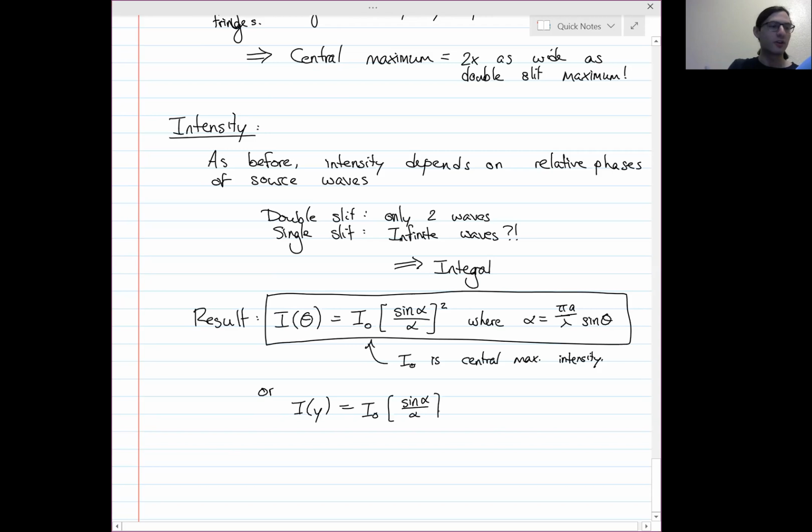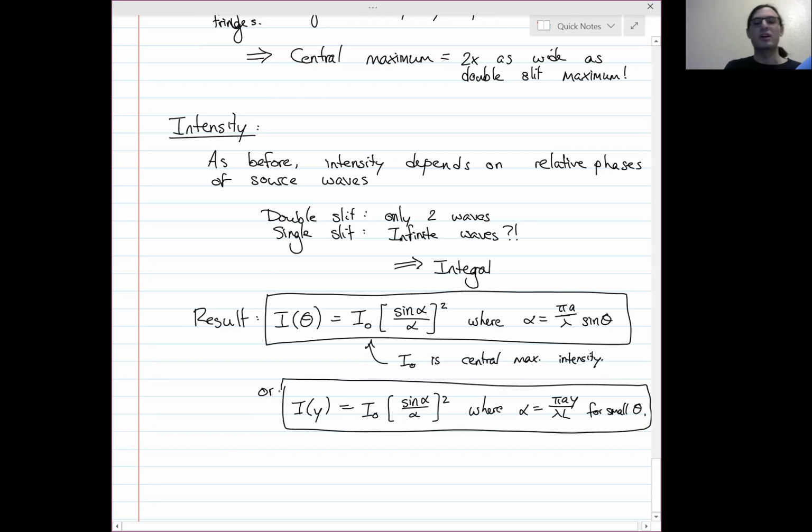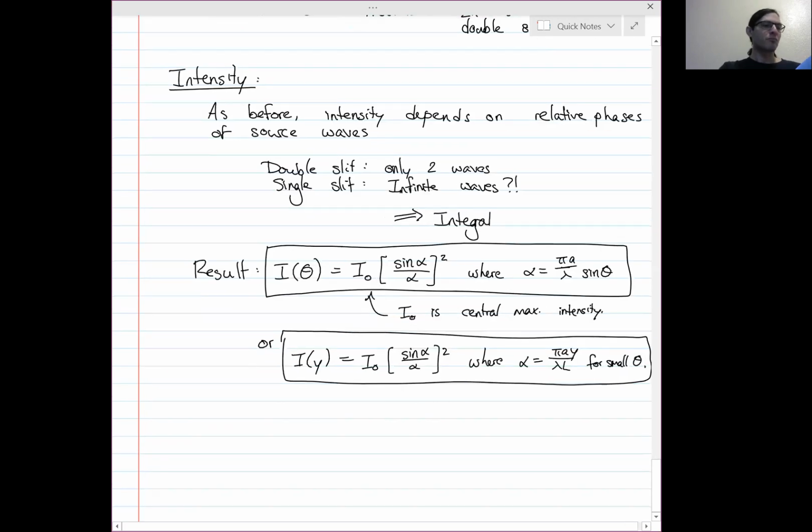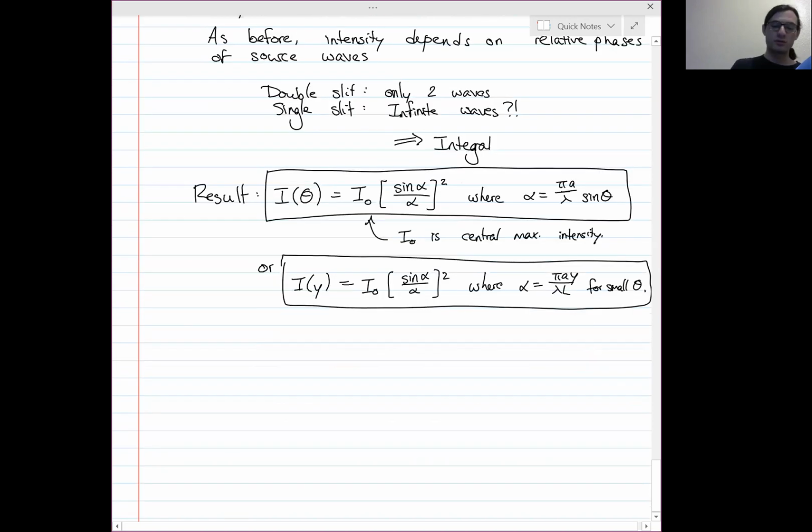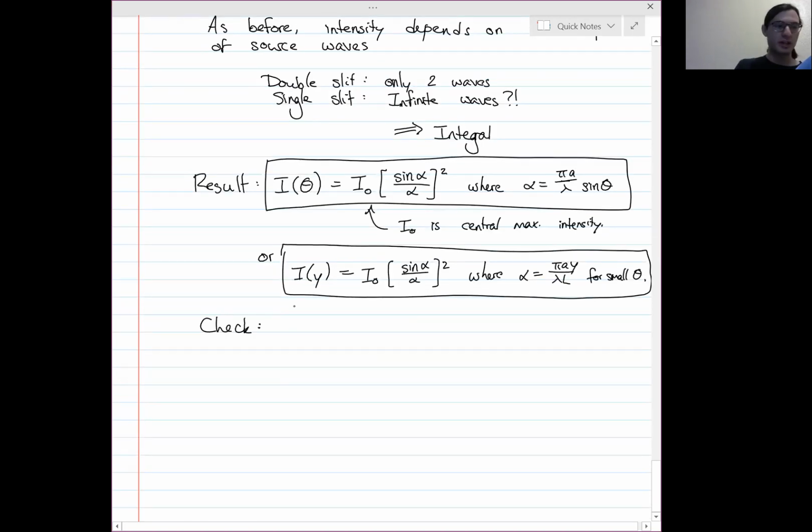This doesn't change over alpha squared, where alpha equals pi a y over lambda L for small theta. So this equation is equally good as long as it's small theta, because the approximation holds. And then you can check that the formula holds for dark fringes. If sine of theta equals lambda over a, this is the first dark spot.